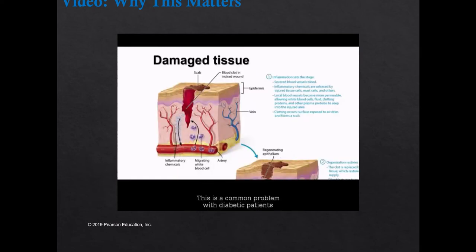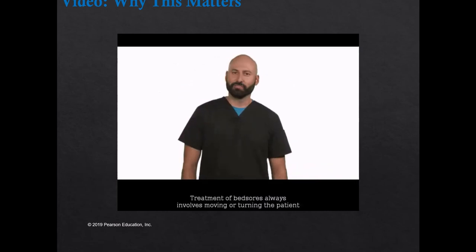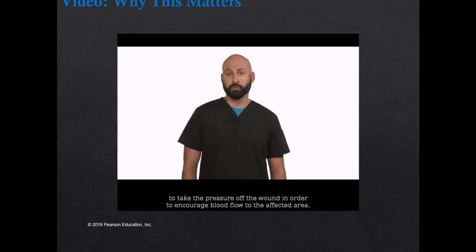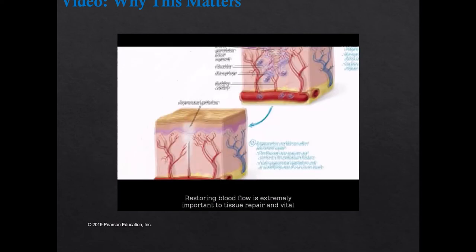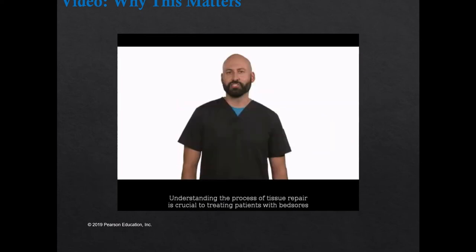This is a common problem with diabetic patients, since their blood flow is typically already impaired. This means that their wounds may heal more slowly or not heal at all. Treatment of bed sores always involves moving or turning the patient to take the pressure off the wound in order to encourage blood flow to the affected area. Restoring blood flow is extremely important to tissue repair and vital to the healing process of a bed sore. Understanding the process of tissue repair is crucial to treating patients with bed sores and other types of tissue damage.